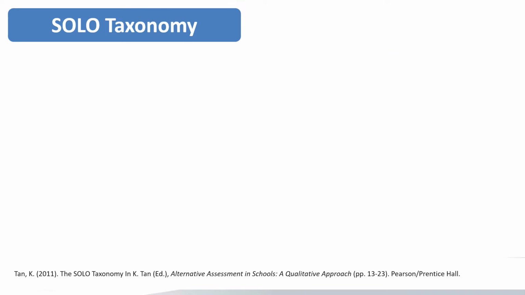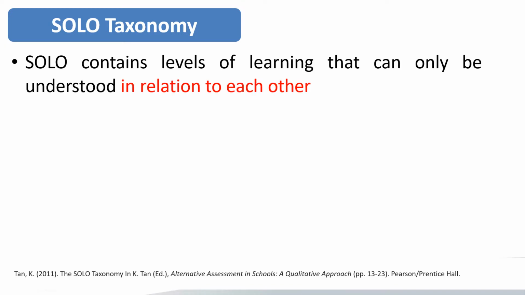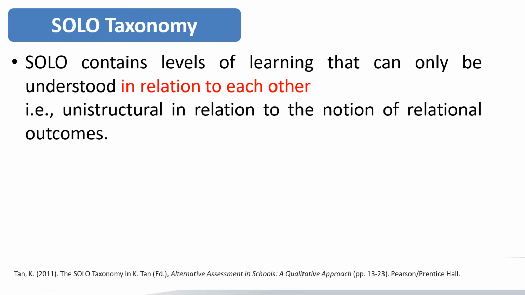In contrast, the SOLO taxonomy, staying true to its emphasis on relational meaning, contains levels of learning that can only be understood in relation to each other. So the idea of a unistructural outcome has no meaning unless it is understood in relation to the notion of relational outcomes.